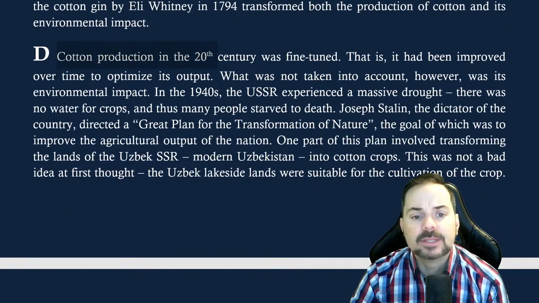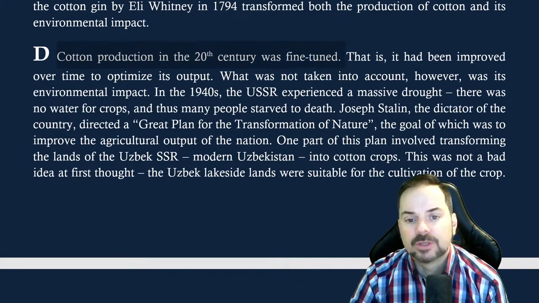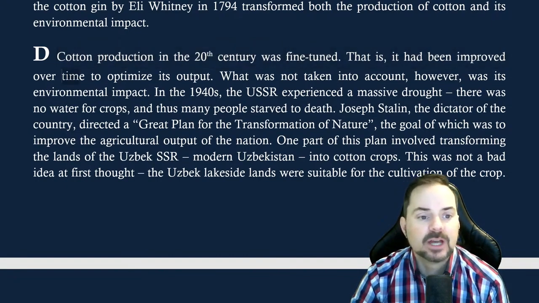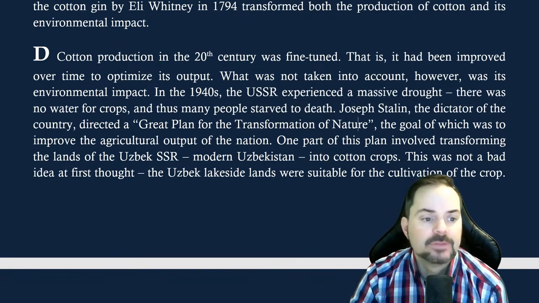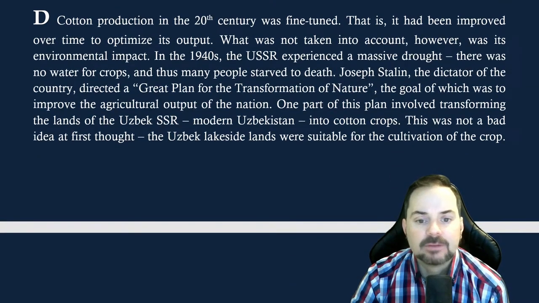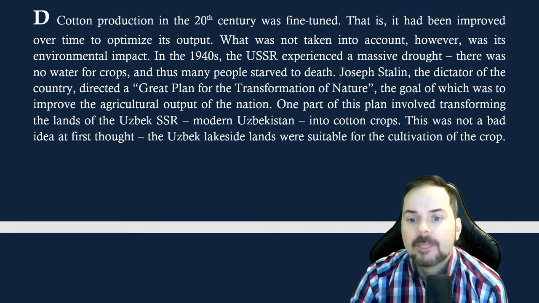Cotton production in the 20th century was fine-tuned. That is, it had been improved over time to optimize its output. What was not taken into account, however, was its environmental impact. In the 1940s, the USSR experienced a massive drought. There was no water for crops, and thus many people starved to death. Joseph Stalin, the dictator of the country, directed a great plan for the transformation of nature, the goal of which was to improve the agricultural output of the nation.